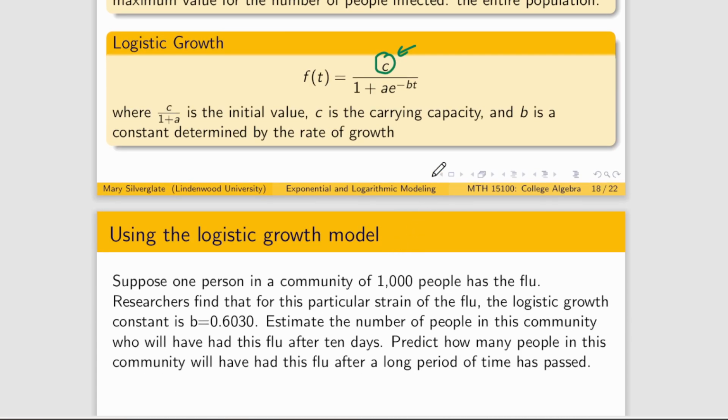So let's take a look at this example, and here I'm just going to rewrite this formula because this is definitely not a formula you need to have memorized by any means.